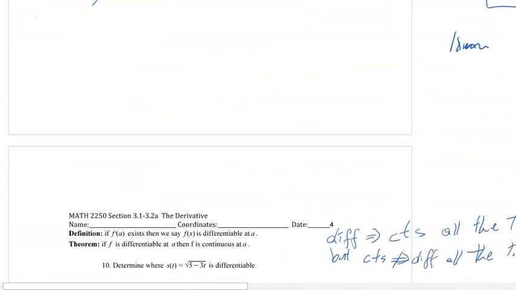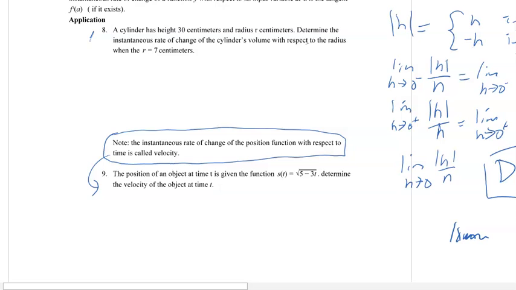Now let's talk about something else. Let's talk about the instantaneous rate of change of a position function. That is, we take the derivative of a position function with respect to time. This instantaneous rate of change is called velocity. So if we're given a position function in terms of time, take the derivative, we get velocity. The derivative of a position function is a velocity function.